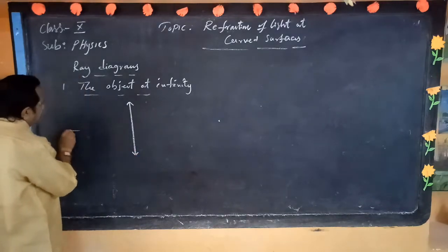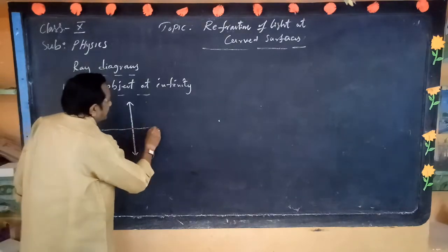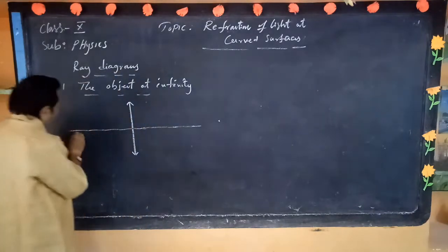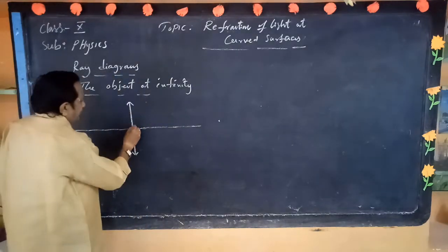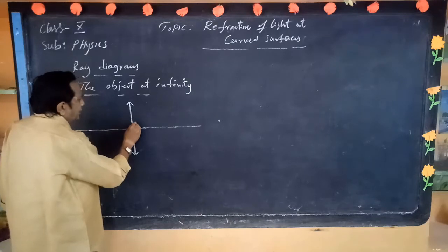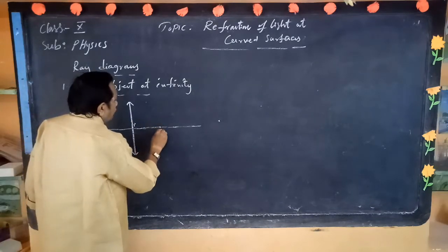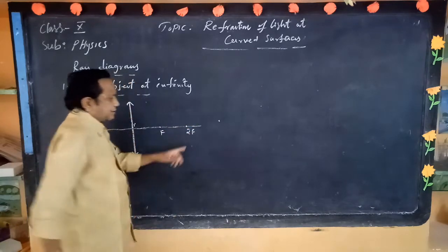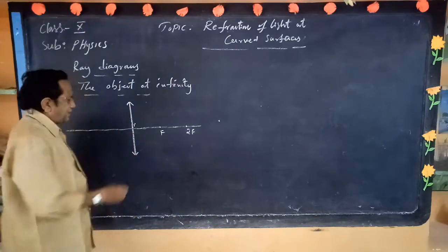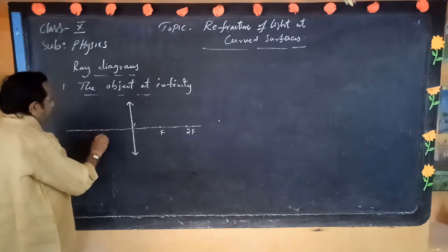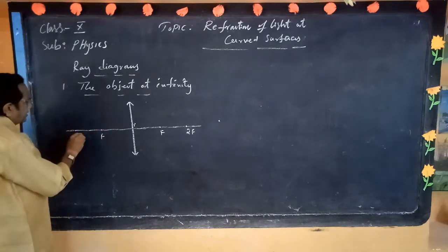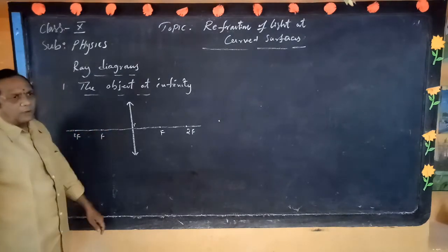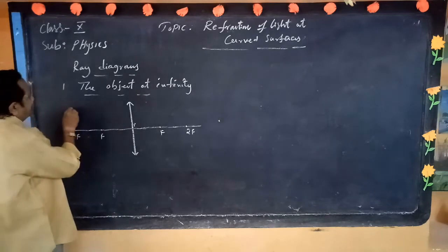Then draw the principal axis and mark the positions. This is the pole, this is the focus, and this is the center of curvature. Similarly, on the other side also there is the focus and the center of curvature. Now the object is to be placed at infinity.